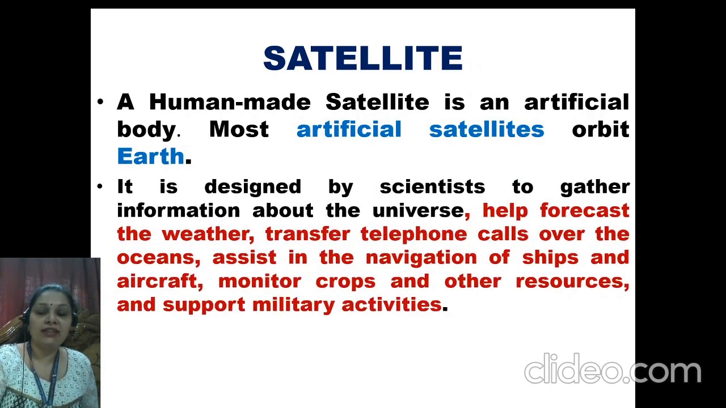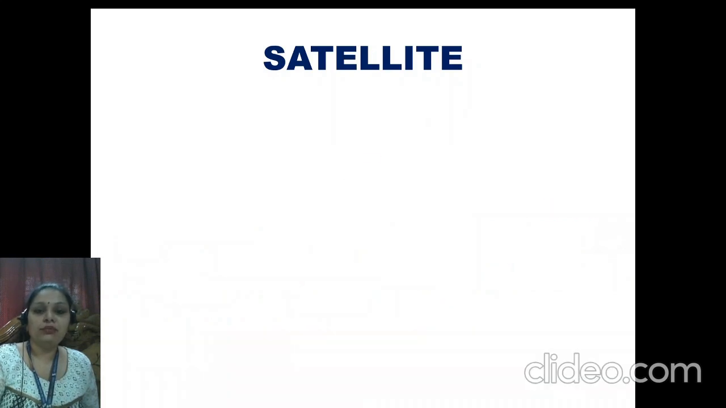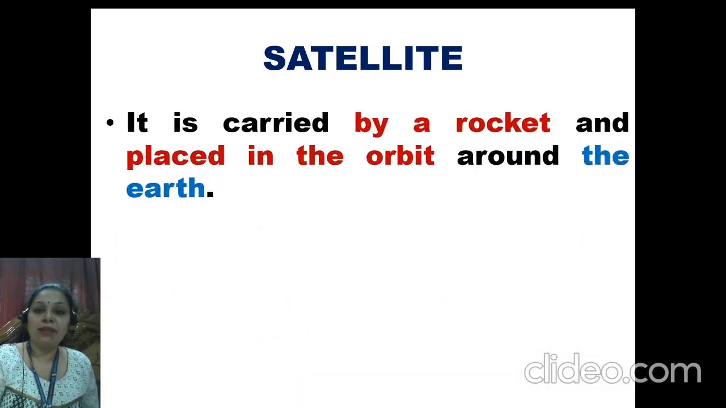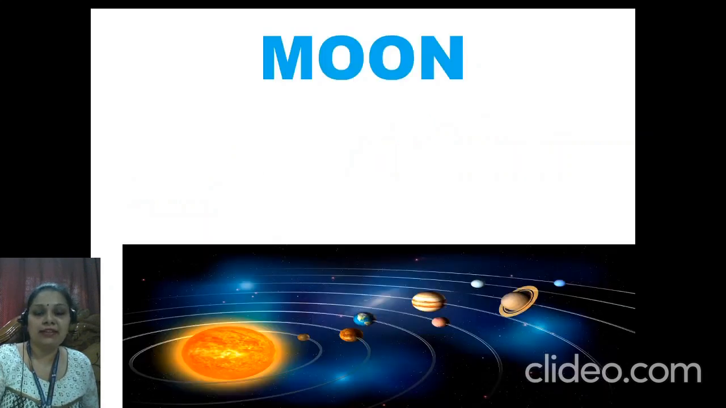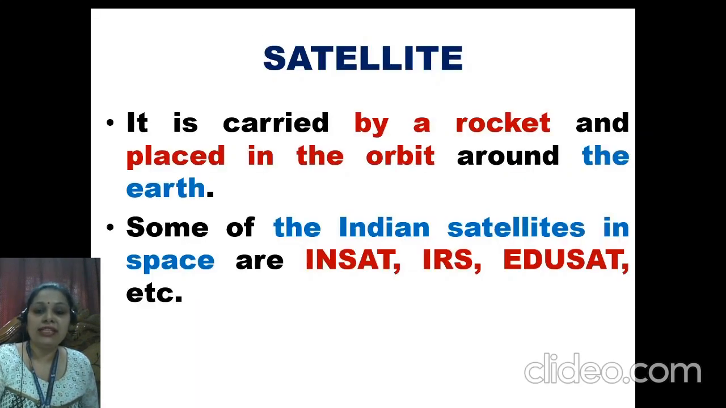And why are these satellites being sent? It is sent because the scientists want to gather information about the universe, health forecast, weather forecast. They want to know about telephone calls, navigation of ships and aircraft, monitor crops and other resources and support military activities. From there they can see what activities are going on on the earth. It is carried by a rocket and placed in orbit around the earth. Some of the Indian satellites in space are INSAT, IRS, EduSat, etc. So you have to find out the full form of these satellites.